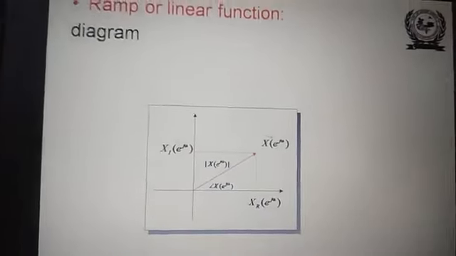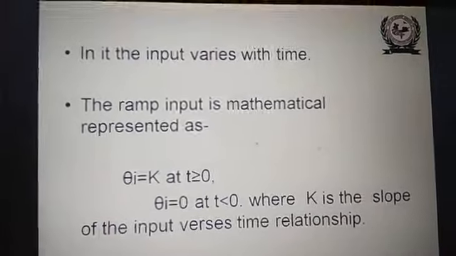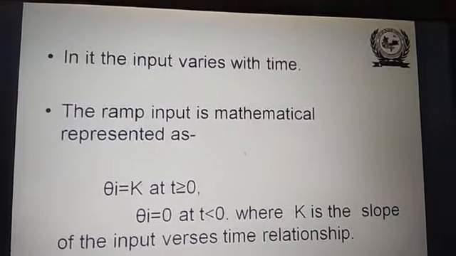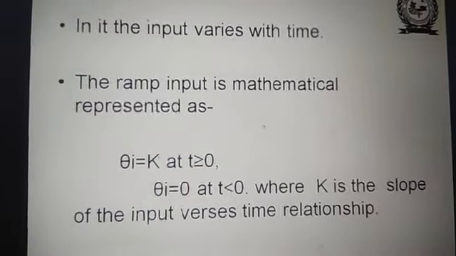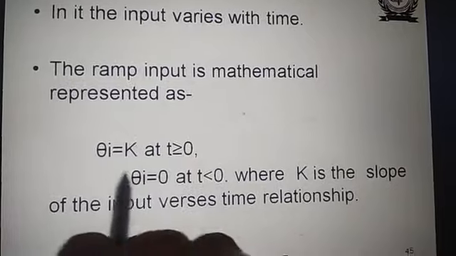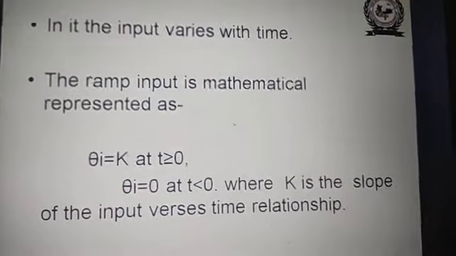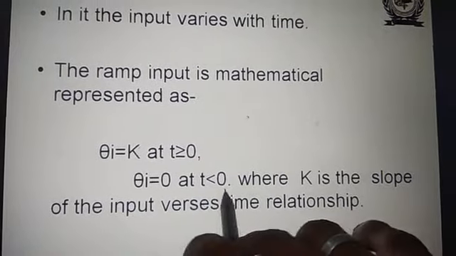This may be a ramp. A ramp may be positive or negative, where the input varies with time. The ramp input is mathematically expressed as theta I equal to k t for t greater than 0, and theta I is equal to 0 for t less than 0.